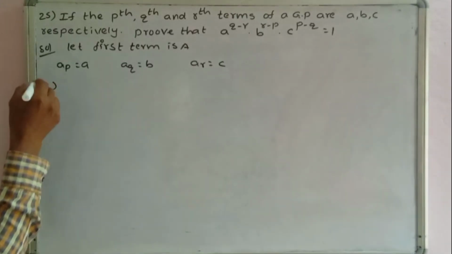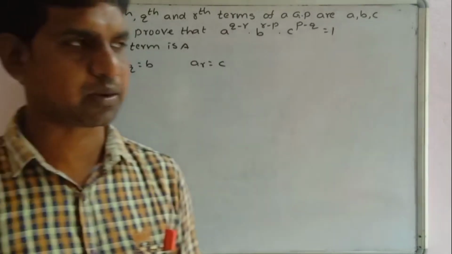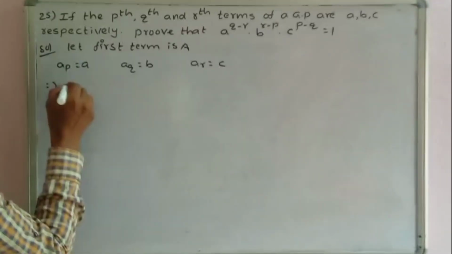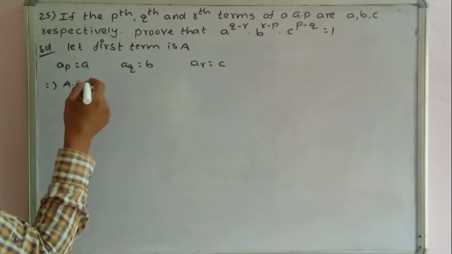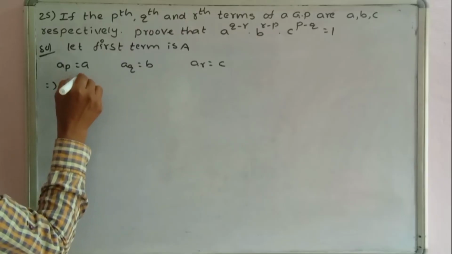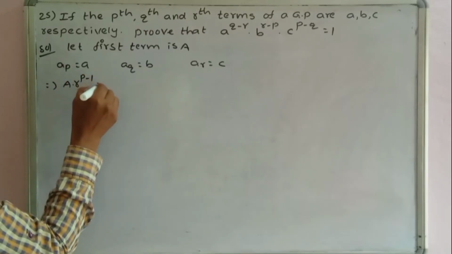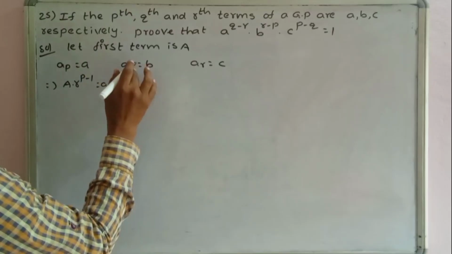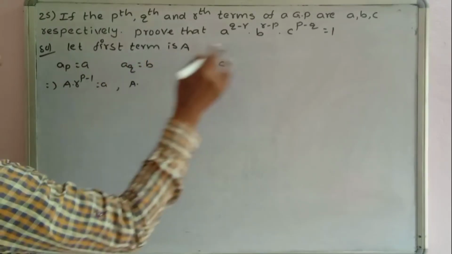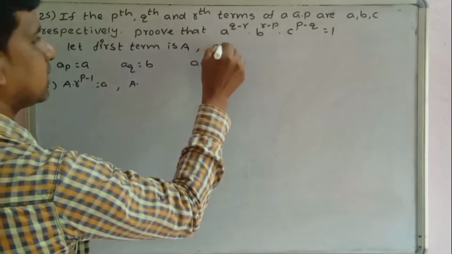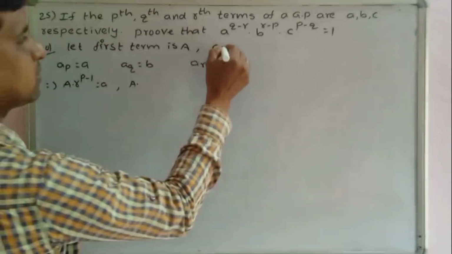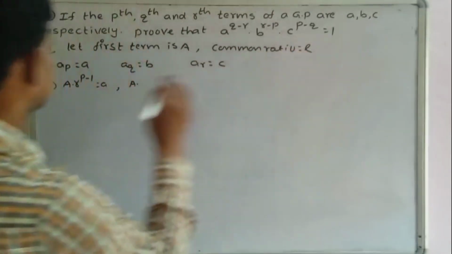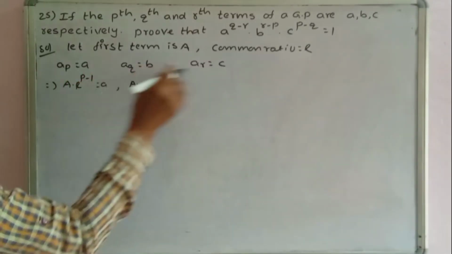So the nth term means what? A into R power n minus 1. Here the first term is A and the nth term is A into R power n minus 1. Here a small r is already there, so it is better to say the common ratio is capital R. So the Pth term is A into R power P minus 1.